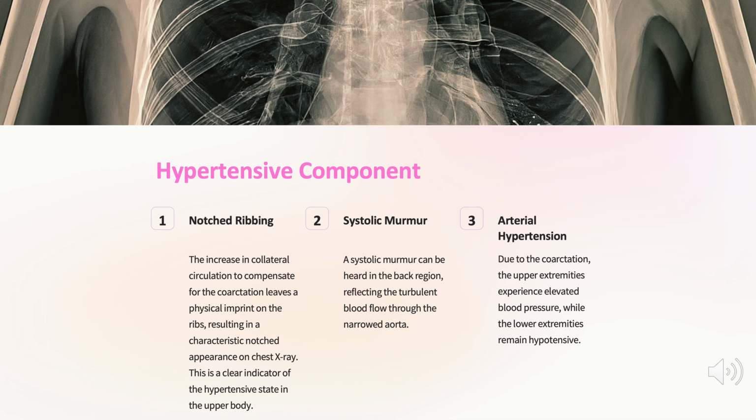Additionally, systolic murmur is often detectable upon auscultation of the back region. This murmur arises from turbulent blood flow through the narrowed aorta, further confirming the presence of hypertension. Furthermore, arterial hypertension manifests as elevated blood pressure in the upper extremities, while the lower extremities experience hypotension. This stark contrast in blood pressure distribution underscores the impact of coarctation on systemic circulation.